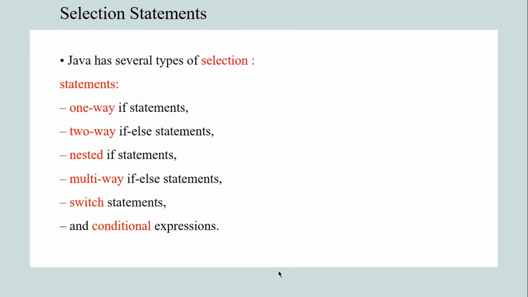Now, let's see what the selection statements are. So we have several types of selection statements in Java. We have one-way if statement. We have two-way if else statement. We have nested if statement, like if statement and then inside it another if statement. Multi-way if else statements, switch statements, and conditional expressions. Okay.